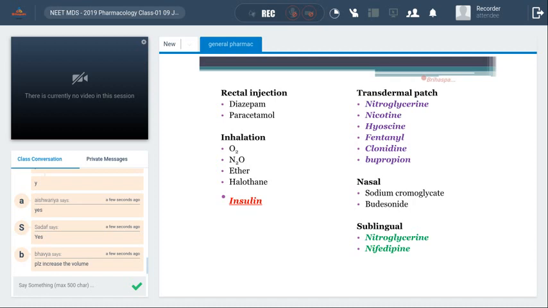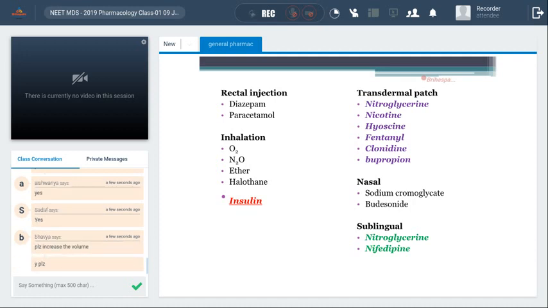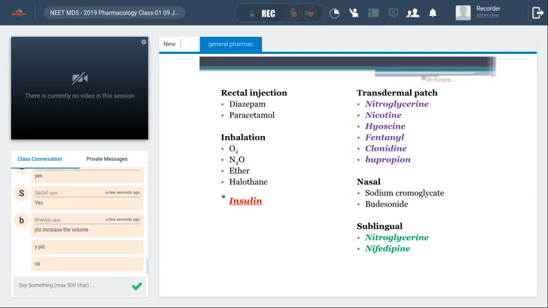Should I increase the volume? Now is it okay? Yeah, okay.